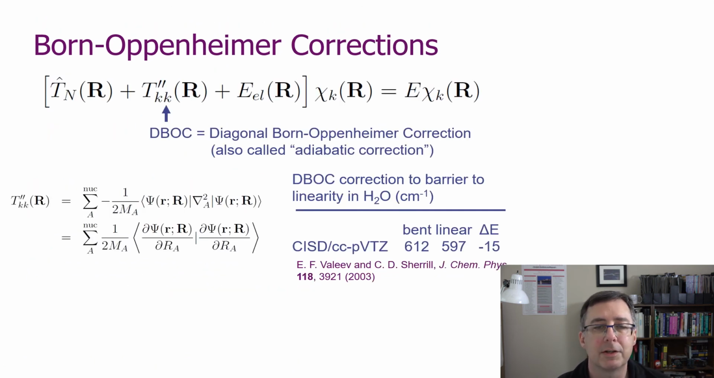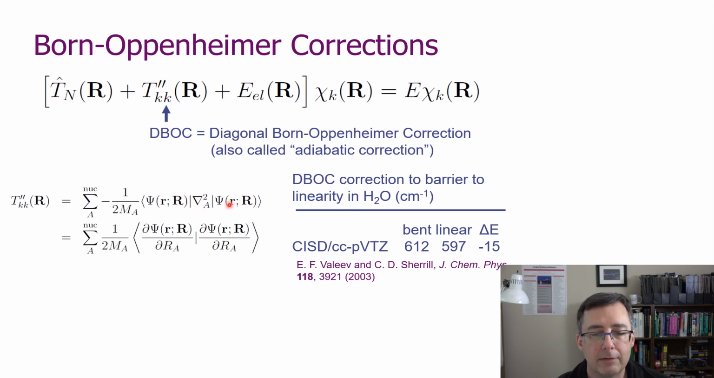I'll briefly mention this mysterious T double prime KK term. This is called the diagonal Born-Oppenheimer correction, sometimes called the adiabatic correction. And I mentioned it's small. What does it look like? Well, it looks like this. You have kind of like a kinetic energy operator. You have minus, h bar went away because we're in atomic units, 1 over 2 times the mass of the nucleus. We're summing over all the nuclei, so they each contribute. And then I've got a second derivative operator, like in any kinetic energy term.